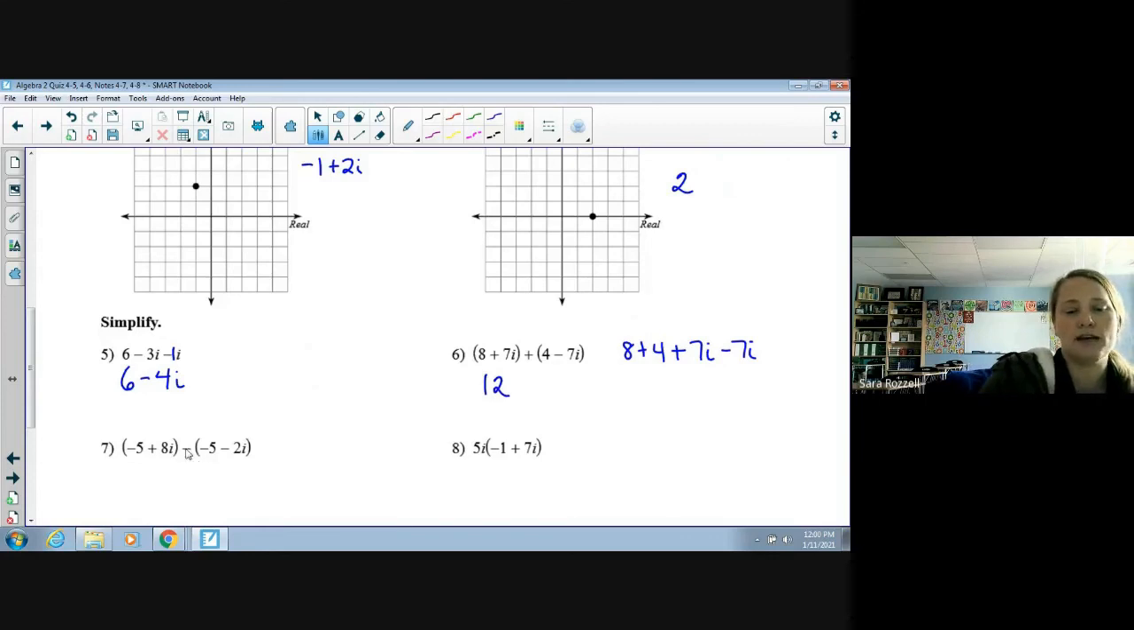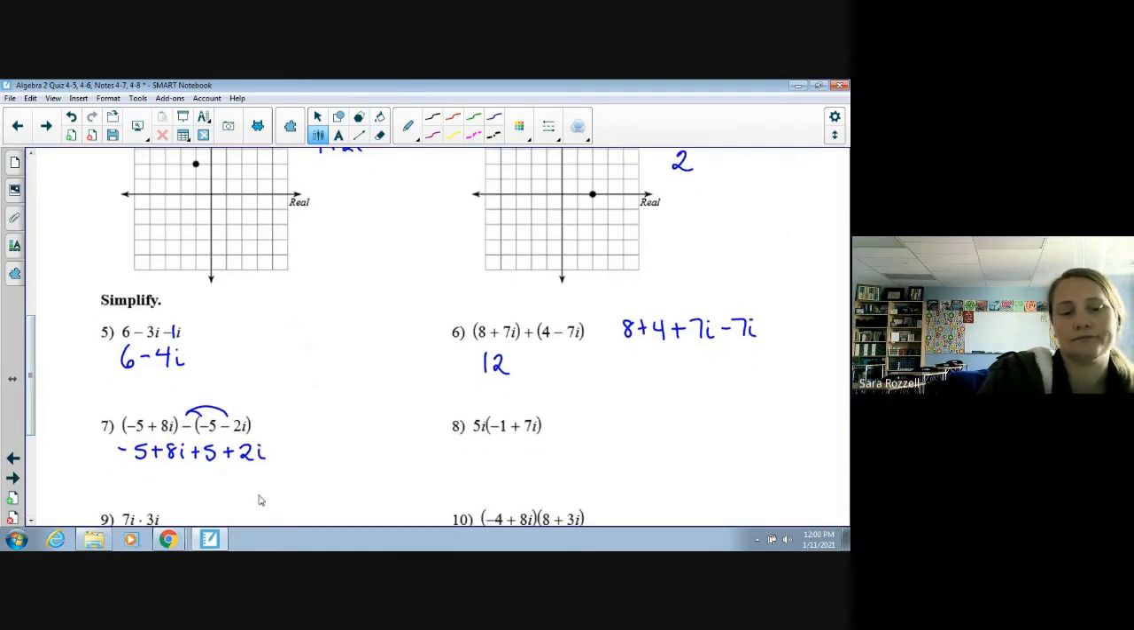And remember, if you have a negative in between two sets of parentheses, you have to distribute it first. So negative 5 plus 8i, this becomes plus 5 plus 2i, and then combine like terms.